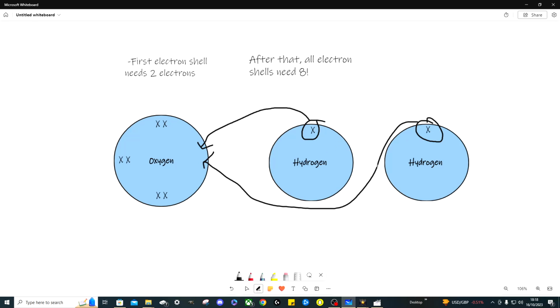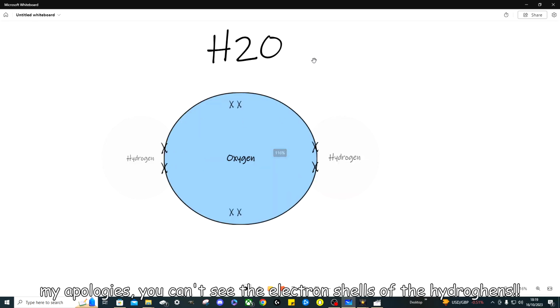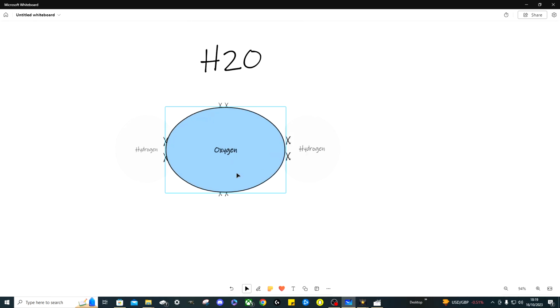If we have one hydrogen here and one hydrogen here, and we have an oxygen here, the hydrogens are joining to the oxygen. Can anyone assume what molecule we're going to make? If you can, please leave your answers below in the comments. That is right, we're going to make H2O, also known as water.